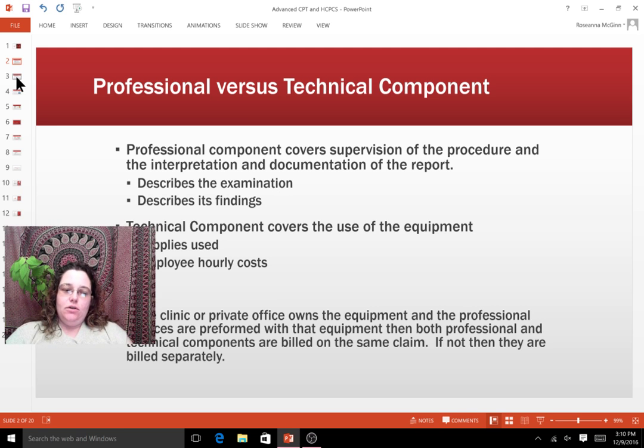So if the clinic or the private office owns the equipment and has hired their own professionals to use that equipment for services, and they're performed with all of that equipment, then both the professional and the technical components are billed on the same claim. If not, they're billed separately. This applies to all different levels of CPT coding, but specifically to radiology.